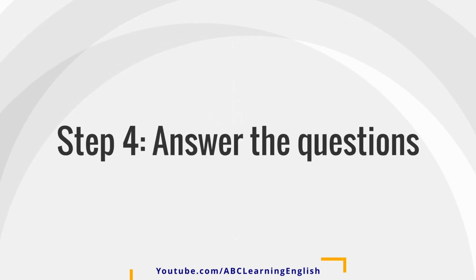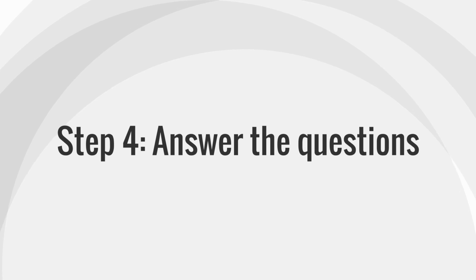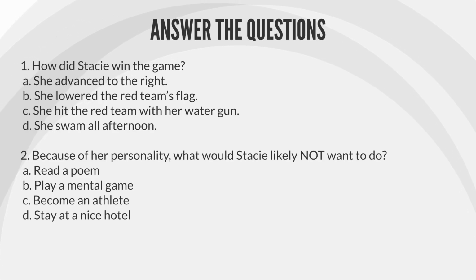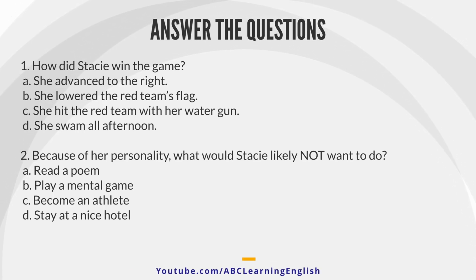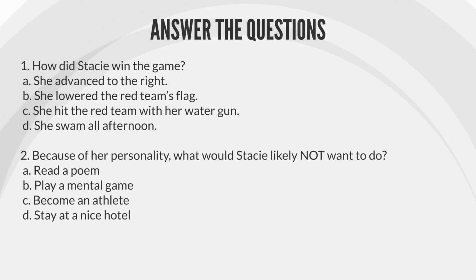Step 4. Answer the questions. 1. How did Stacy win the game? A. She advanced to the right. B. She lowered the red team's flag. C. She hit the red team with her water gun. D. She swam all afternoon.